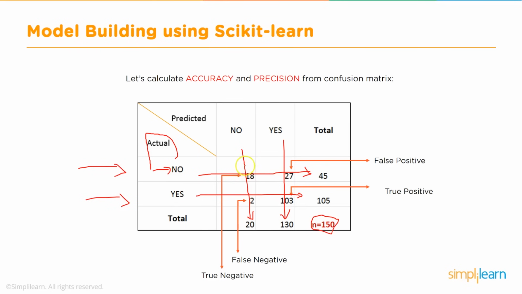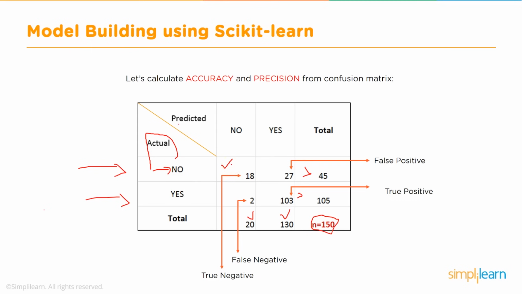Now let us take a look at each of these individually. What are the options we have? Once again, what is happening here? Let us look at these values. This 18 says that these are actually tagged as no, and the model has also predicted no, which means this is what is known as a true positive, right?